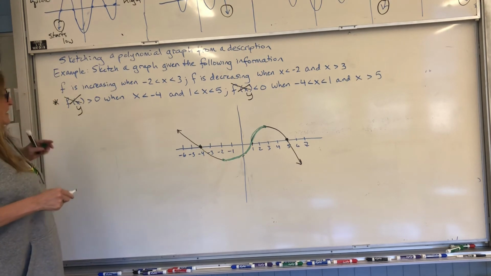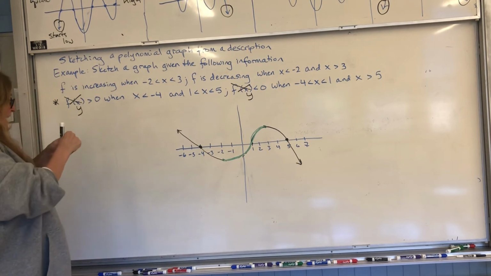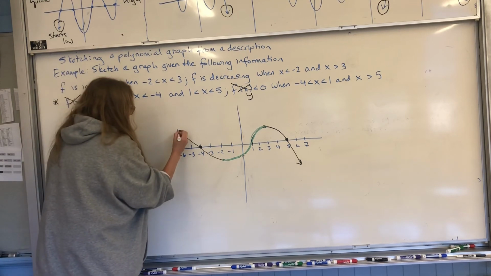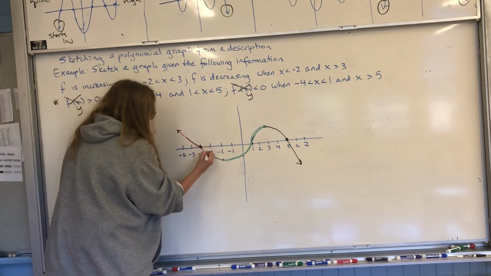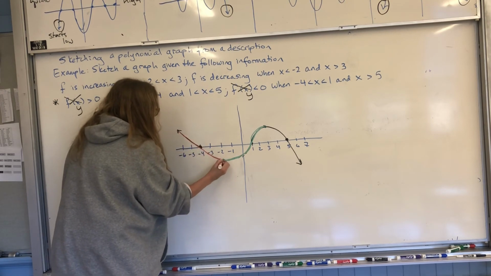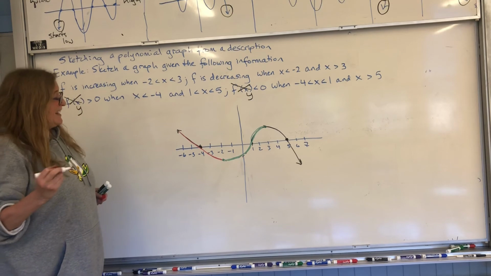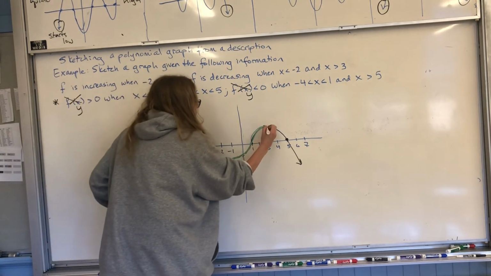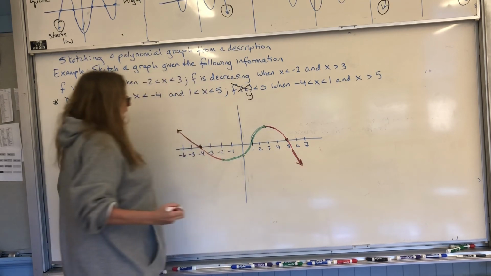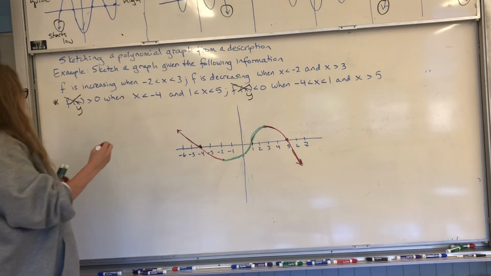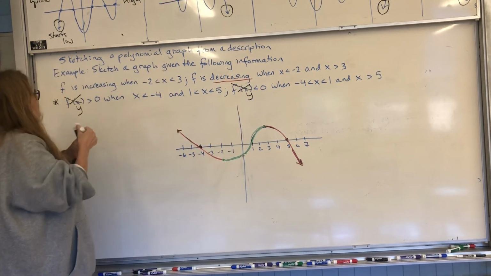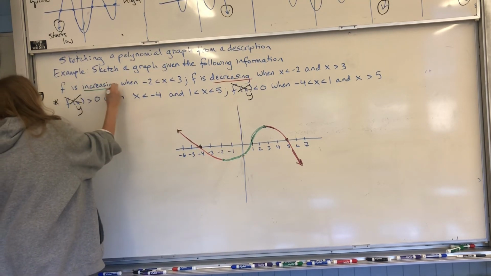And it says it's decreasing when x is less than -2. So right here, it's decreasing. So do you guys see how it's decreasing? When I go left to right, it's decreasing when x is less than -2, and when x is greater than 3, also decreasing. So it looks like my graph is pretty good, right? So decreasing I put in red, and increasing I put in green.